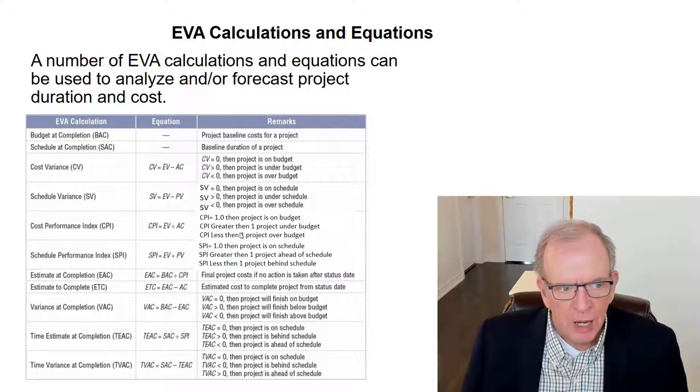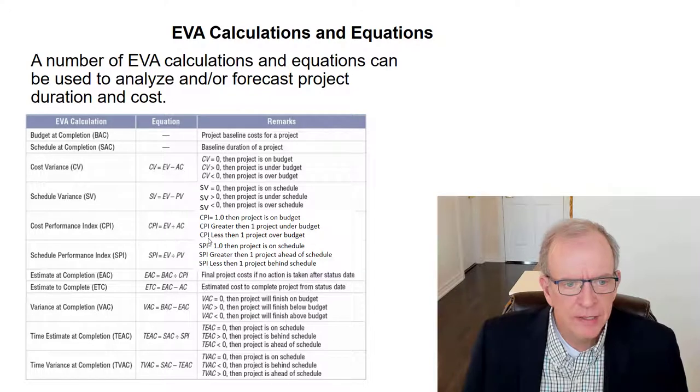But a really good indicator is when you put those numbers into a cost performance index and a schedule performance index. I like these two numbers because they really give you a good sense of what's going on. So the cost performance index equals earned value divided by your actual costs. If, for example, our CPI is less than 1, our project is over budget.